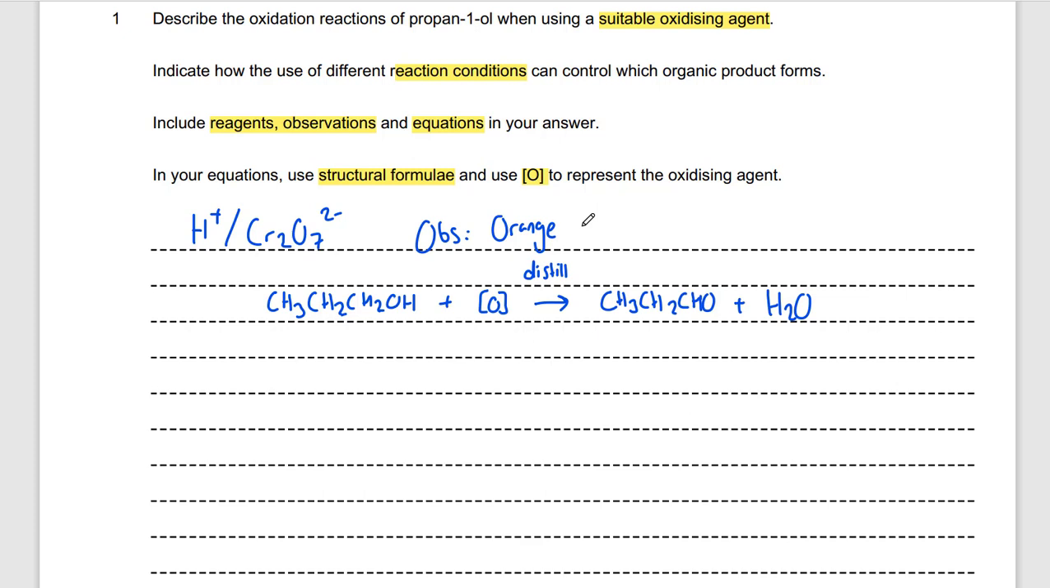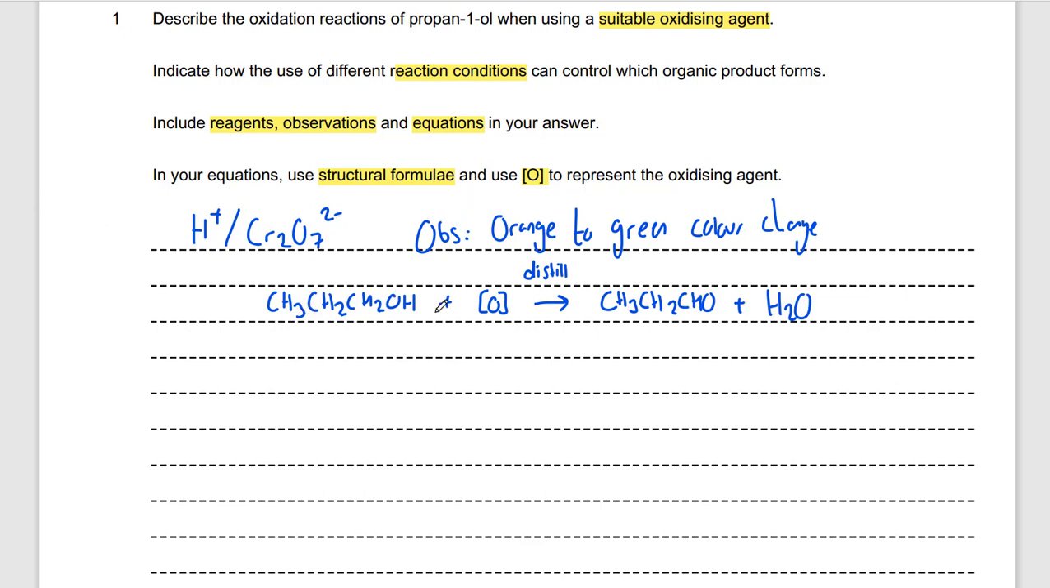And as the reaction proceeds, the dichromate ion gets reduced to Cr3+, and that is green. So it's an orange to green color change. That's very important to note down. Okay, so we've got our observation, orange to green color change. Dichromate ion is used. That's 2 marks already.